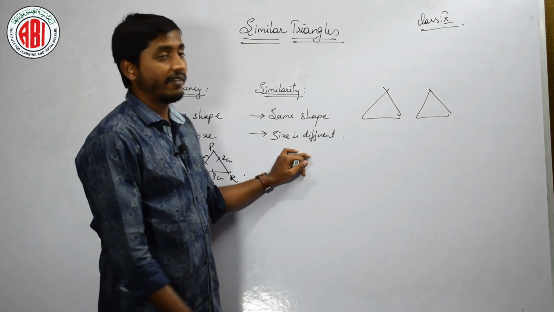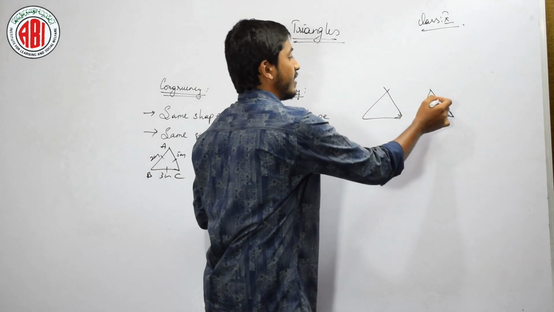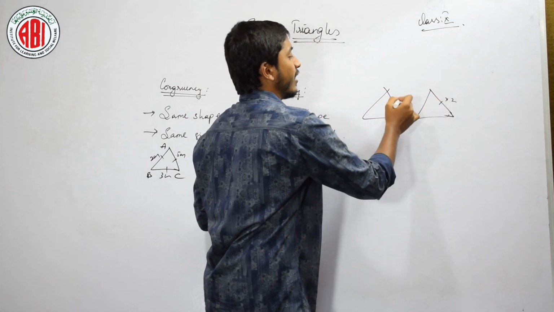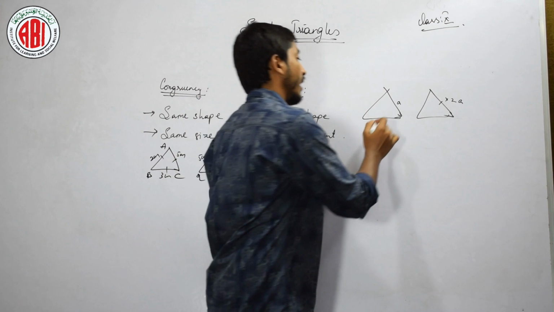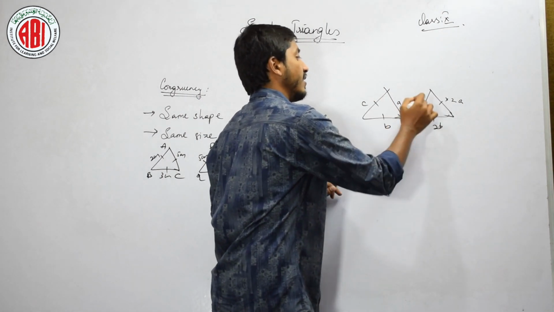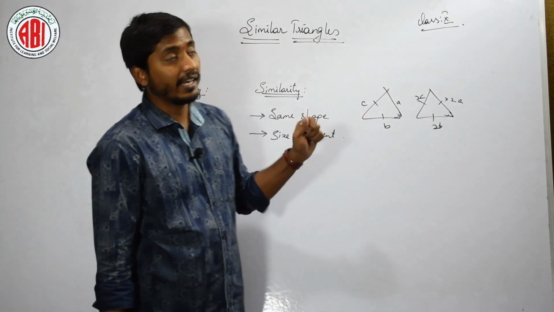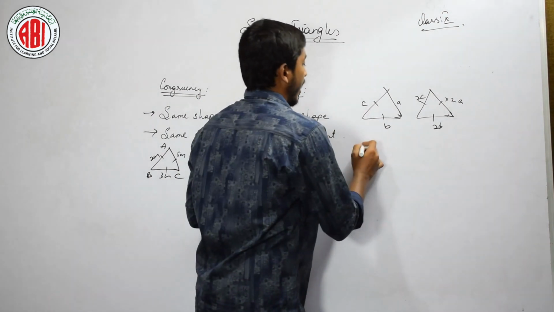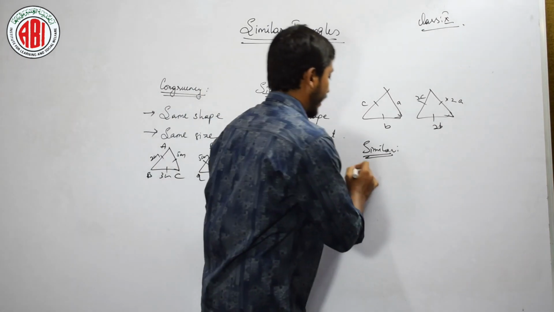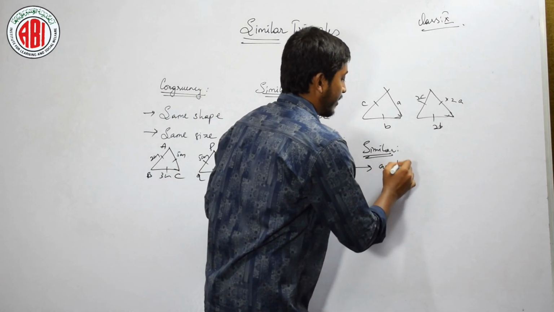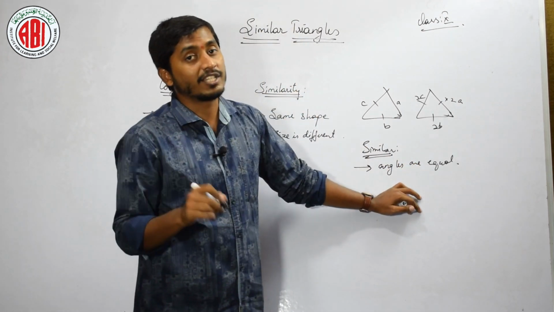It does not mean that it can have any size. Actually it can, but if this size is 2 times greater than this size, for example if this is A and this is 2A, then if this is B, this should also be 2B, and if this is C, this should be 2C. That should be the fixed rule; angles cannot change. Then we can define similarity: triangles are said to be similar when their angles are equal. The condition for similarity is that corresponding angles must be equal.